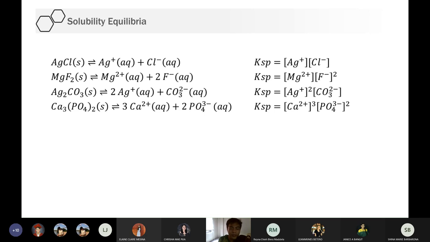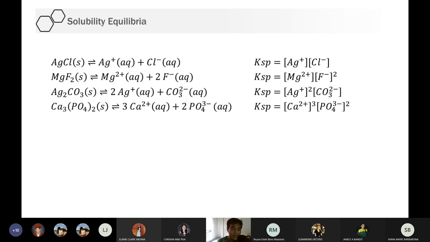So the reaction that describes the ionization of precipitates is called the solubility equilibria. So, yun yung equation na pinapakita ang ionization ng ating precipitates. Oh, you may ask, no? Sabi natin last time, even last semester, na kapag precipitate, yun ay solid. Oh, yes naman, solid yan. Pero remember, the other term for precipitate ay sparingly soluble salt, di ba? Yan yung isa pang term doon.